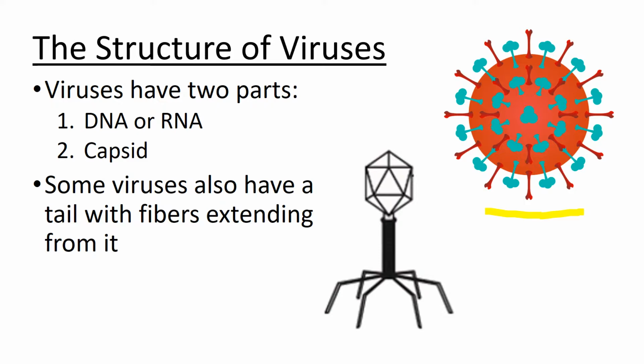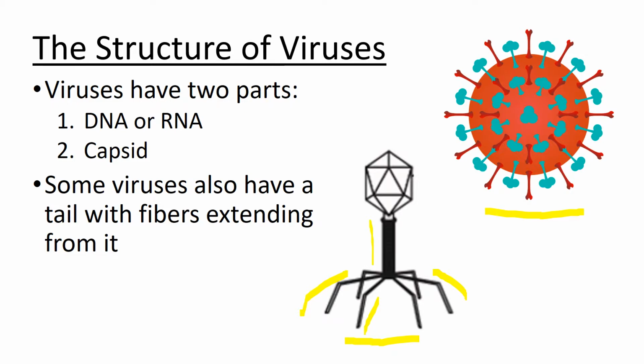And you can see that this other image of a virus has a little bit more to it, because some viruses have a tail with fibers extending from it. And this is the tail, and these are the fibers. They look like legs. They really aren't legs, but they do function a bit like legs. But we just call them fibers. So a virus has DNA or RNA contained within a capsid.